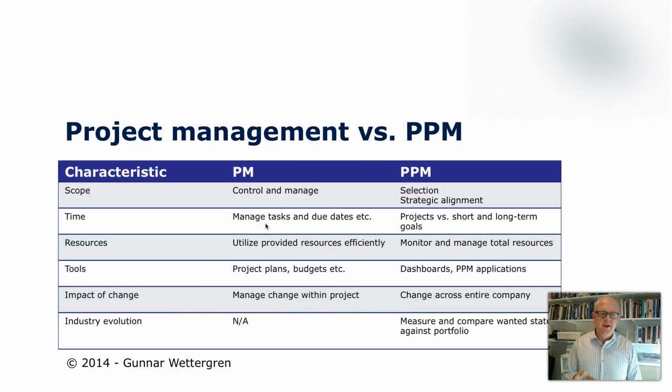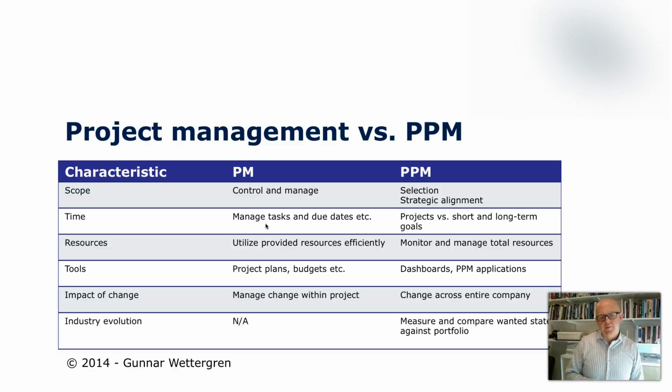And if we were to make a quick comparison between product management and PPM, we see that in a product management sense, when it comes to scope, for example, we deal with a lot of control and manage. We know what the scope is, we keep it limited, and we control and manage that scope. That's what product managers do. In a product portfolio, however, we're more interested in talking about how we select projects. What scope should the products have? Are the products strategically aligned? Meaning, do they help us reach the goals?